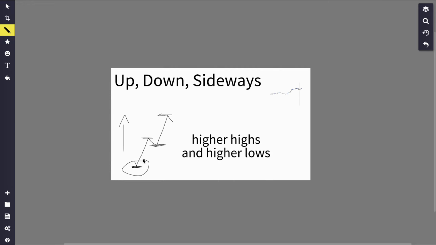So this is the low here and this is low here. Where's this low? Higher than that low. This is here, this is here. This high, higher than that high, okay?